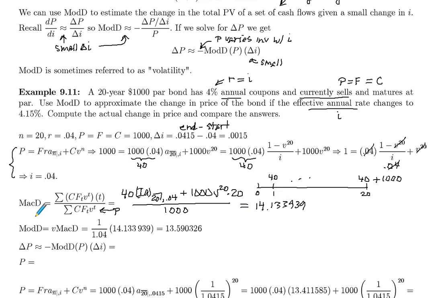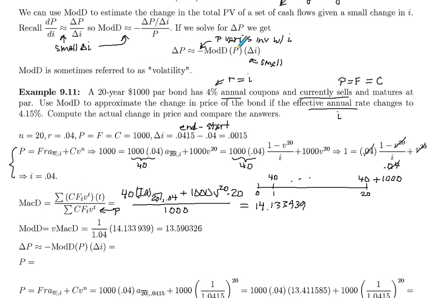And then to figure the modified duration, you just take the discount factor, 1 over 1.04, and multiply it by MacD. So 1 over 1.04 times our 14.13, and you'll get 13.590326.